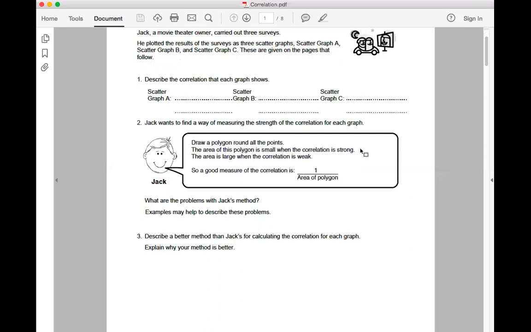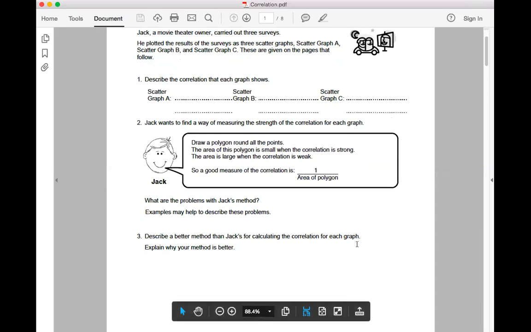The first thing you're going to do is describe the correlation that each graph shows. This is exactly what we were just doing. You're going to describe whether it's positive or negative, and whether it's strong, medium, weak, or 0. You're going to describe it as best you can.